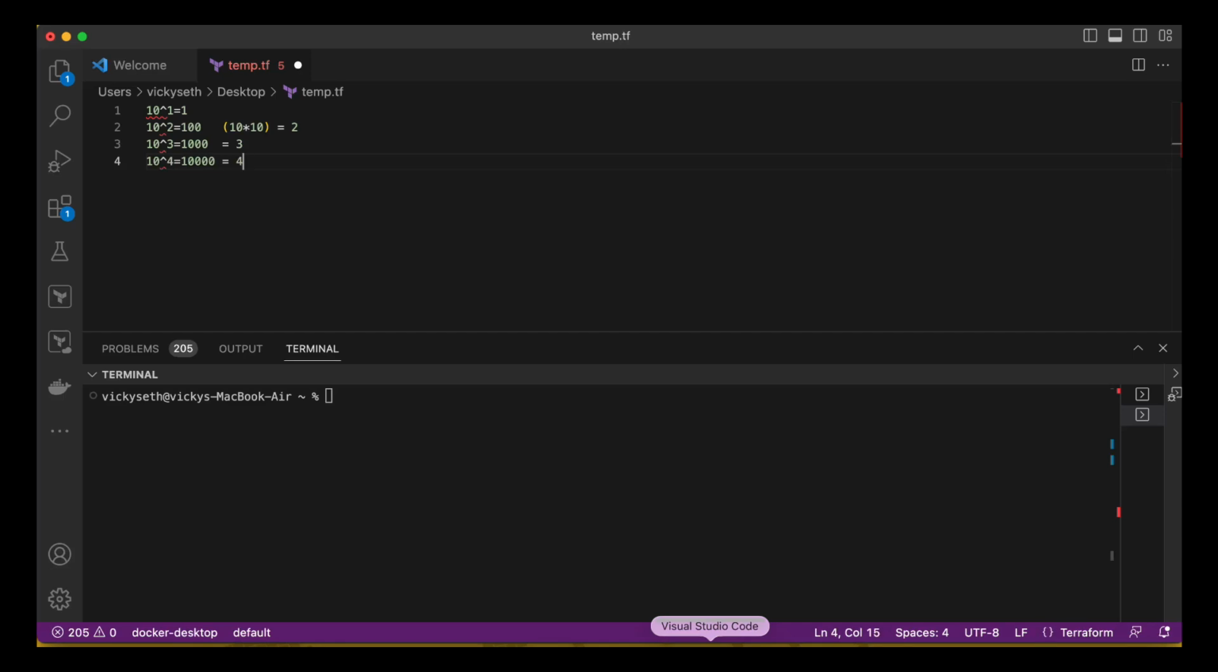Logs tell you how many times you need to multiply 10 to get that number. So here, if you see, we need to multiply 10 four times to get 10,000. But the question is, why do we need a log function?